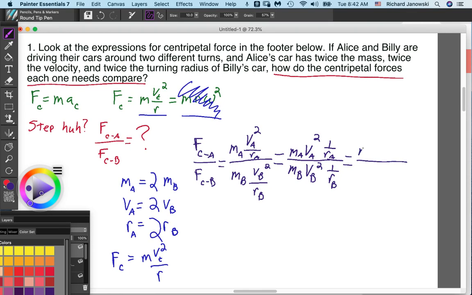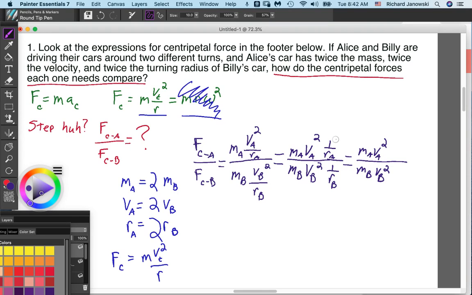So I'll copy the nice part first. Mass of Alice, velocity of Alice squared. Mass of Billy, velocity of Billy squared. And think, where are the other things going to go? Again, you can do Mrs. Evans' way, or you can just do it the rote way, which is the way the nuns learned me how to do this. So it's the way I'm going to learn you how to do this.